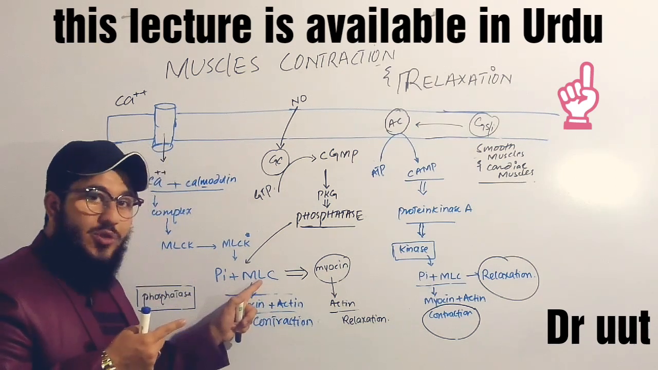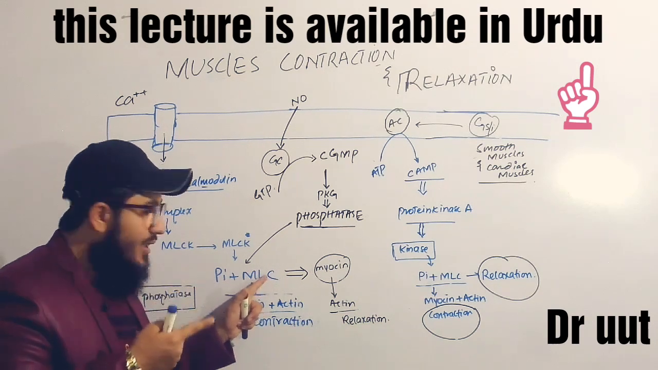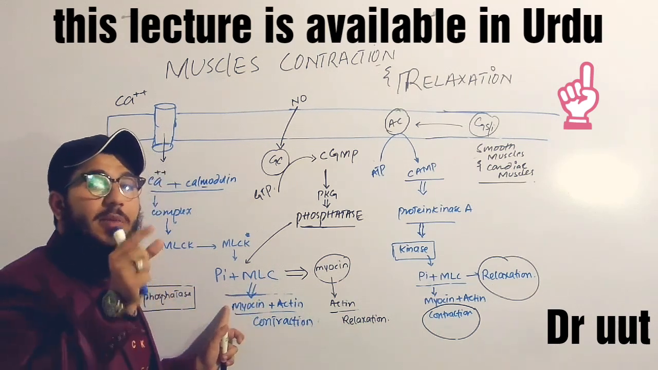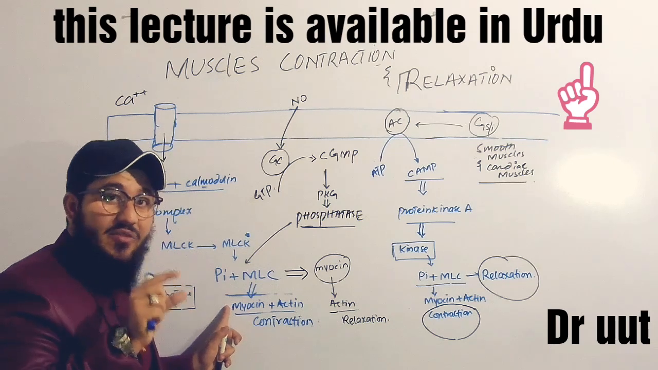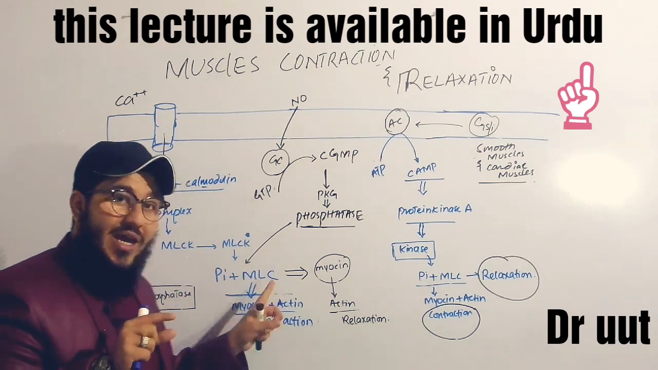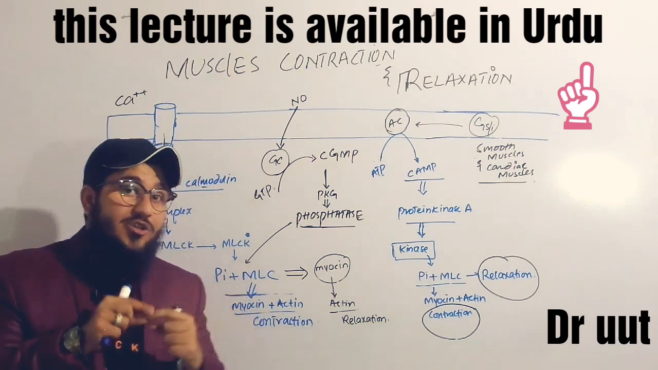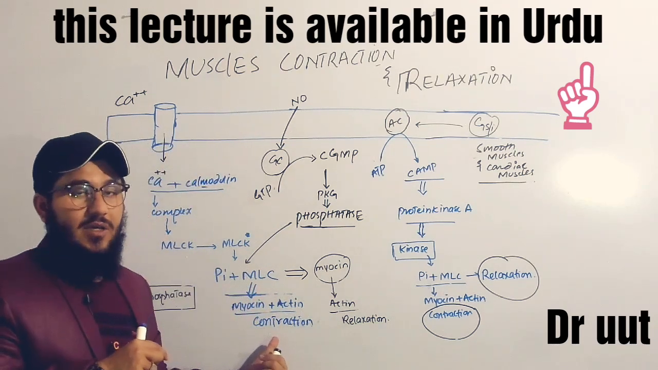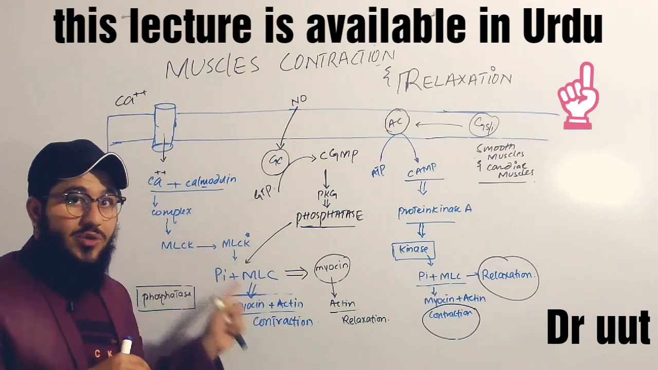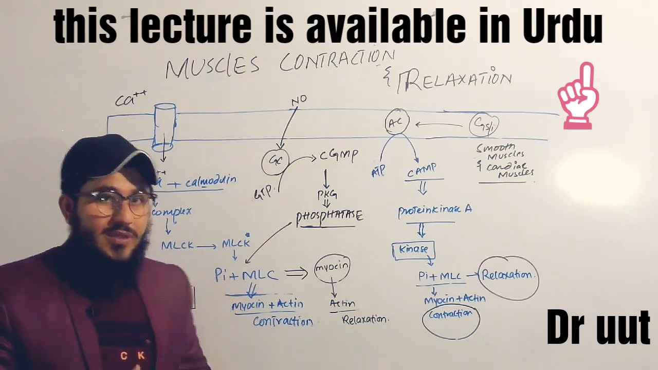Now, what will happen to the myosin light chains when they're phosphorylated? Actually, the myosin will become active, and this activated myosin will then have interaction with the actin. Now, actin and myosin will then interact. After that interaction, what will happen? Contraction will happen. So this is how the calcium is doing the contraction of the smooth muscles.